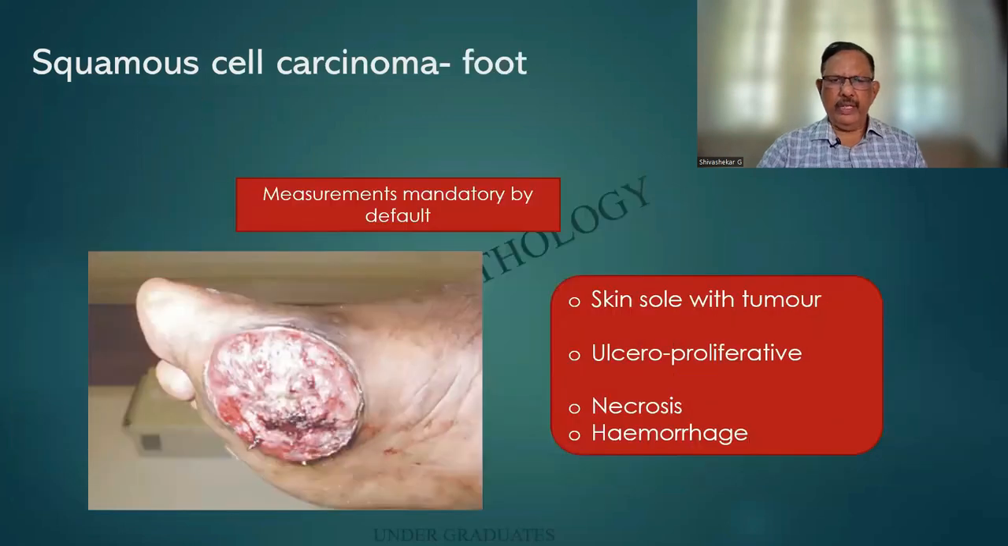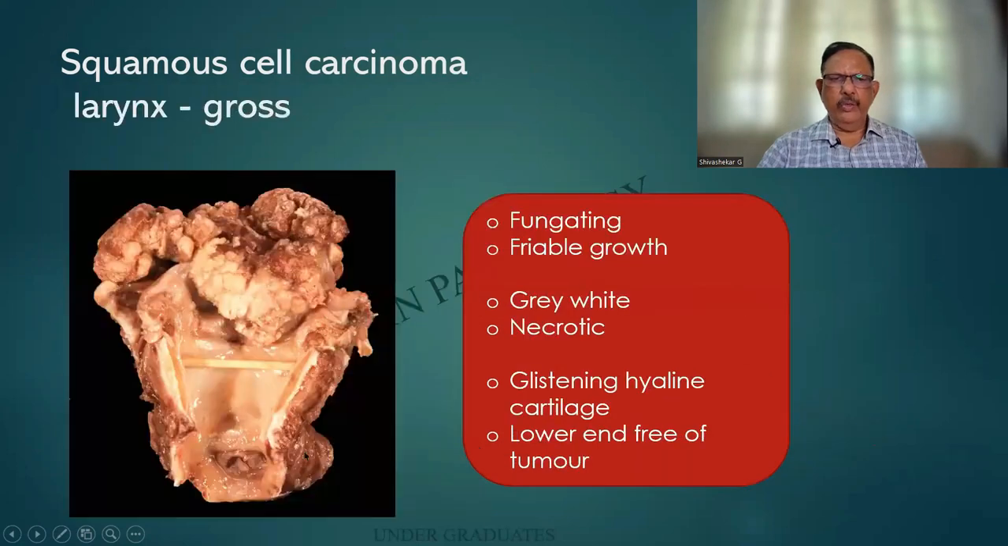This is also a squamous cell carcinoma of the foot. Ulceroproliferative, there are areas of necrosis and hemorrhage. You people will have to write the measurement for each and every specimen. And this is a rare tumor of the larynx, wherein there is a fungating, friable growth, grayish white with necrosis. The moment you touch it, it becomes friable. And I'm also able to see the glistening cartilage, which is pinkish gray or pinkish white in appearance. The lower end of the surgical specimen is free of tumor. So it is squamous cell carcinoma larynx.